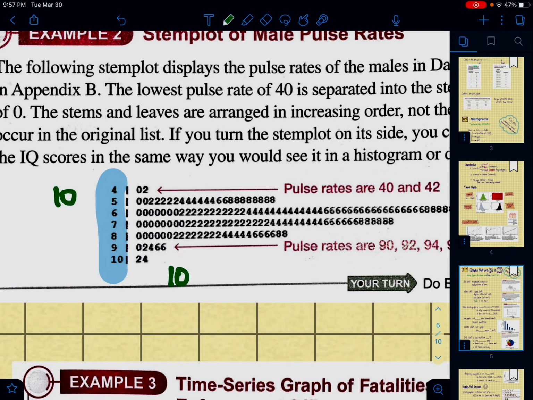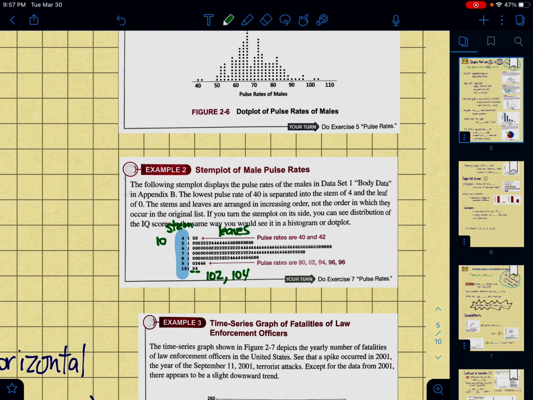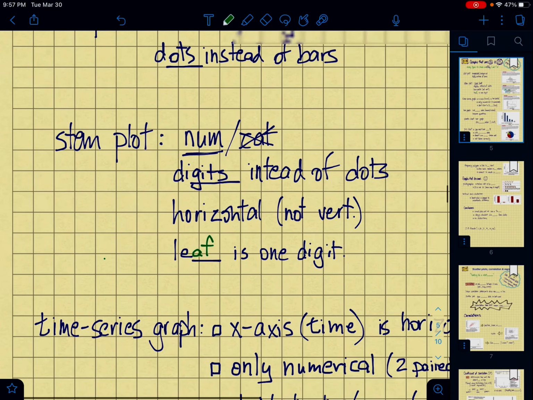So our largest 2 data items are 102 and 104. And we see the 2 and the 4 there. And that's why we have to make sure that the leaves on the right side are just 1 digit, whereas the stem is whatever else is not that digit. Okay? We see a lot of even numbers there for those pulse rates again. We talked about that in class a little bit.